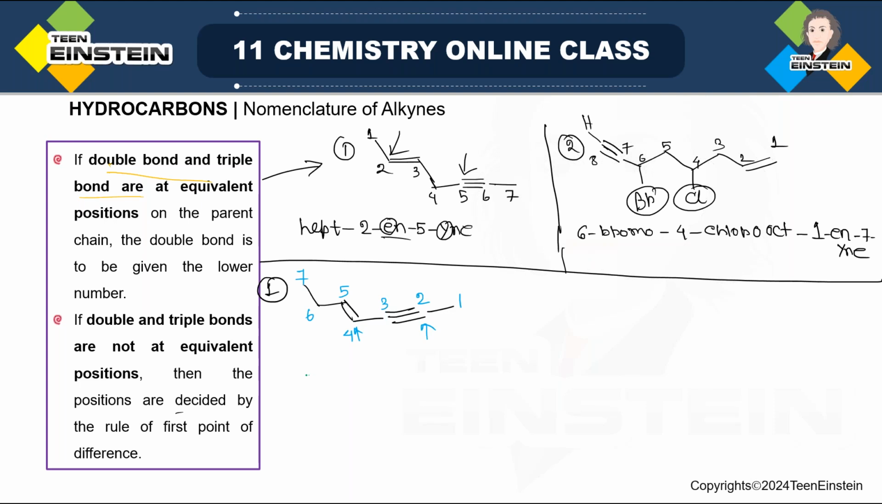Okay. And the name will be kept because we do not have any substituent. For ene, always write ene first. 2-yne. The second example, when their positions are not equivalent.